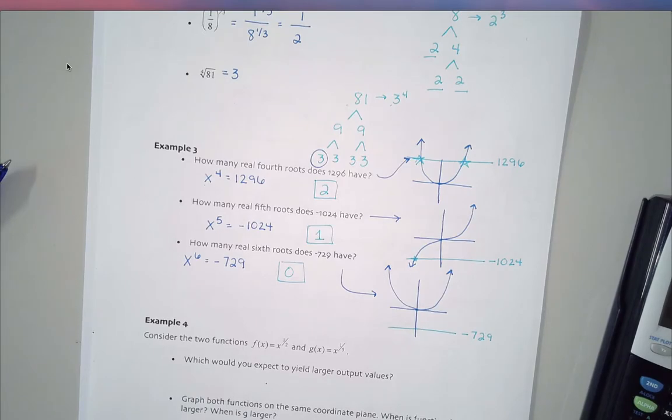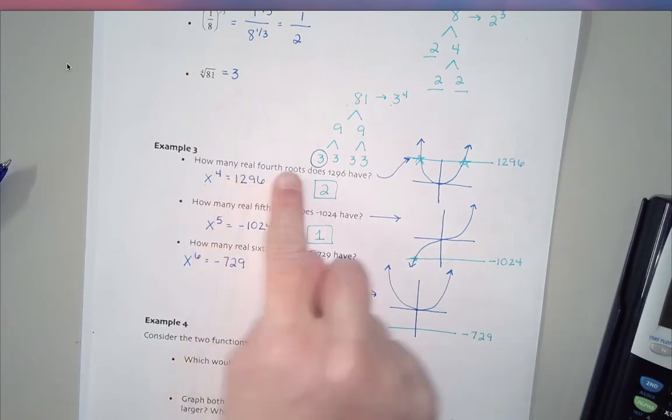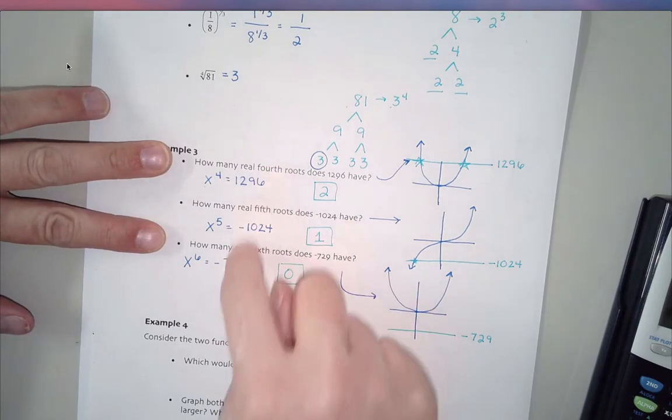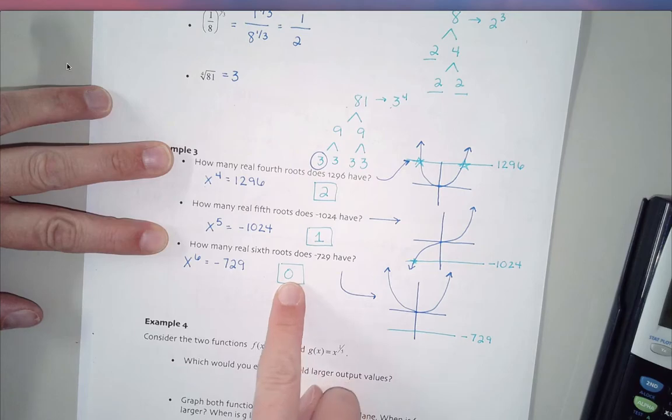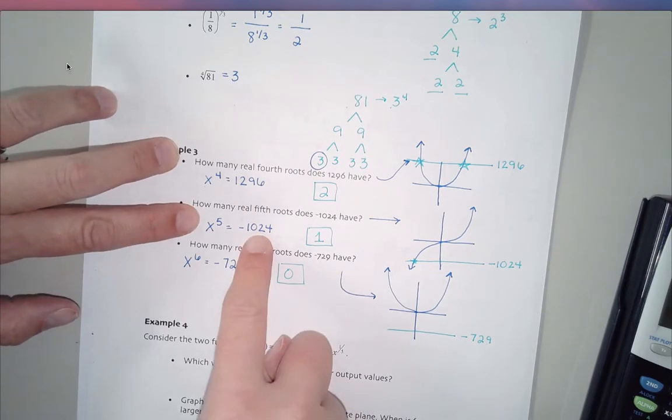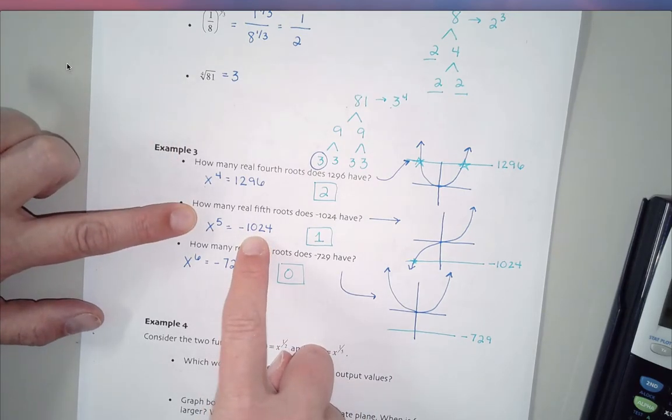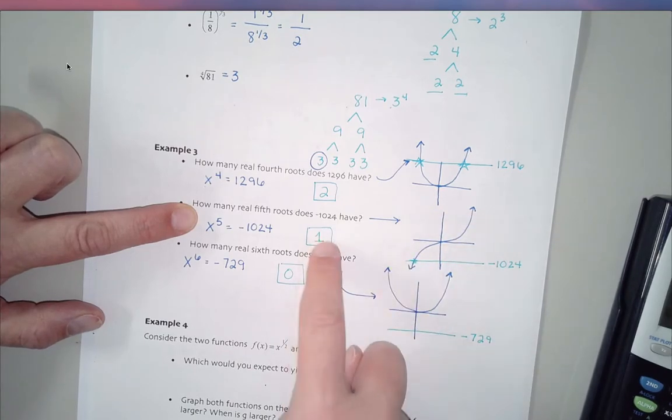But that's really what we want you to see, is that even roots, so like this one and this one, even roots, if it's a positive number, you're going to have 2. If it's a negative number, you're going to have 0. Odd roots with positive or negative numbers, because even if I had a positive up here, I would always only have one solution.